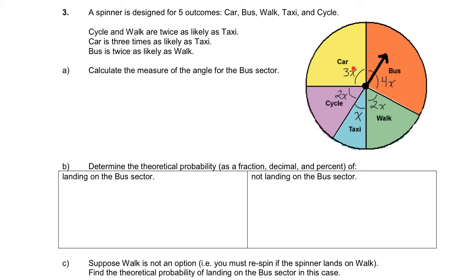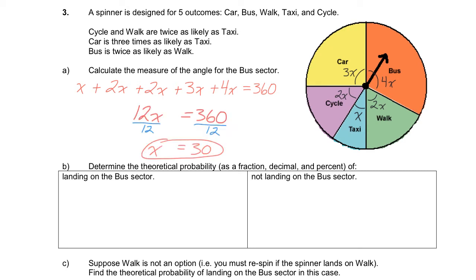So now that I have all of the angles written in terms of x, and I know that they will add up to 360, I can write an equation, then I can simplify, then I can solve for x. So now I know the angle of the taxi sector, which means I can now find the angle of the bus sector, which is 4 times that. So the angle of the bus sector is 120 degrees. So now I've got my angles figured out.